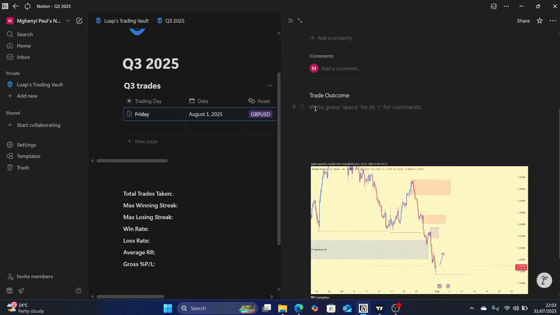Then after you have waited and price has achieved your TP, or maybe achieved your SL, you'll also include the screenshot of your winner or loser there. And you can comment here that it was a valid trade, or say that it was a nice trade. Anything that you can comment right there. So that's how you'll be journaling.